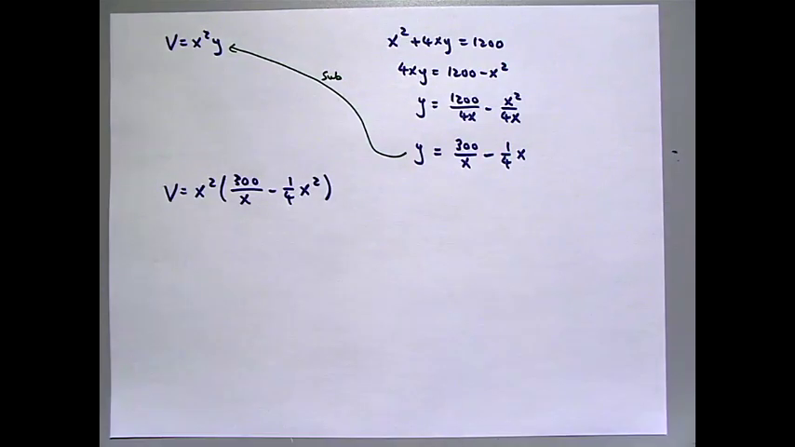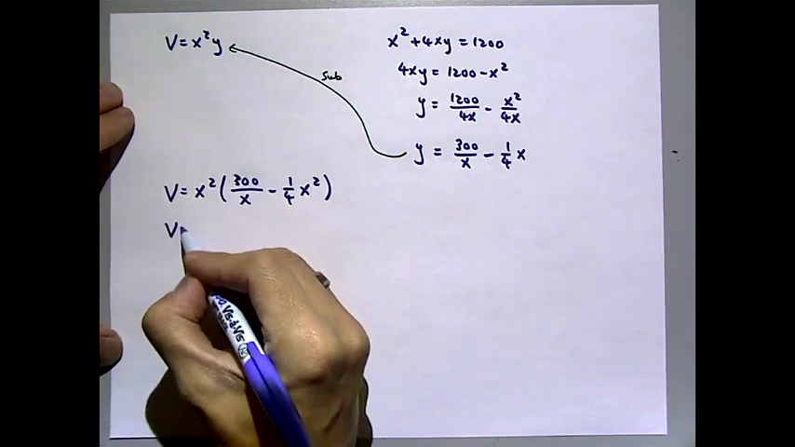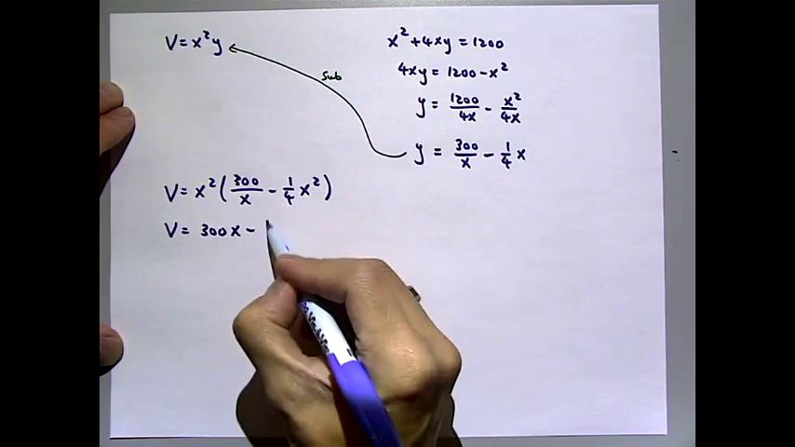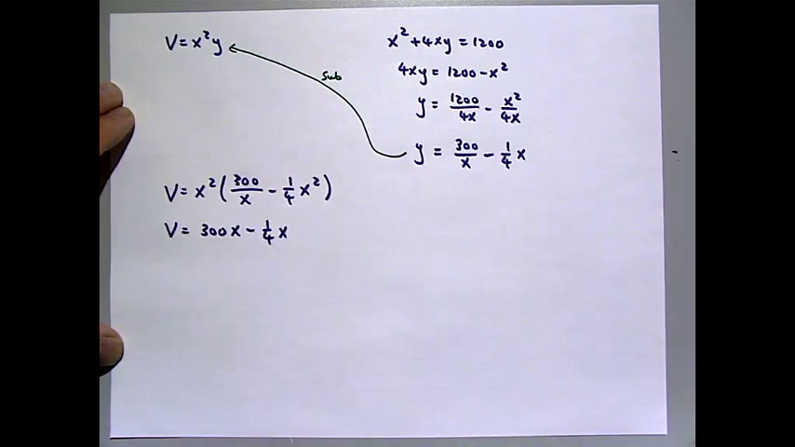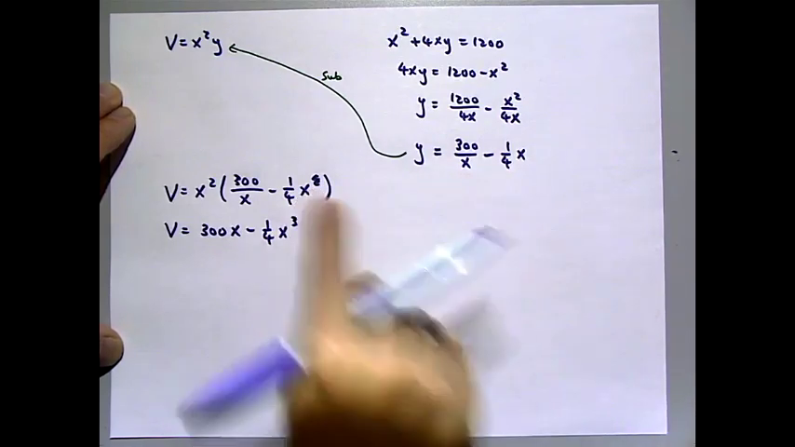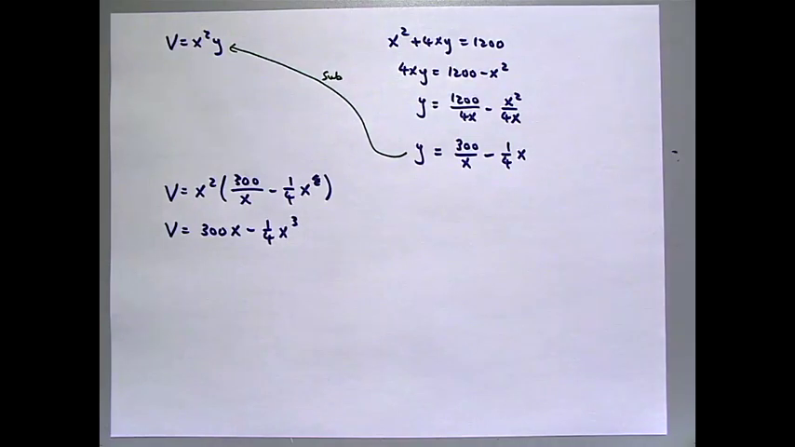Regardless of how complicated it may look, now we got rid of one of the variables, and that's more important than how complicated it may look. For right now, we can't deal with more than one variable. You have to wait until 261 to learn how you would deal with multiple variables. Simplify this a little bit, we get, sorry, there's no square here. Okay, so V is 300x minus 1/4 x cubed.